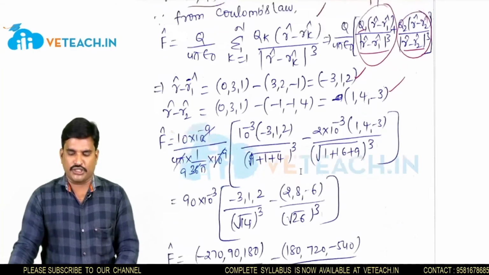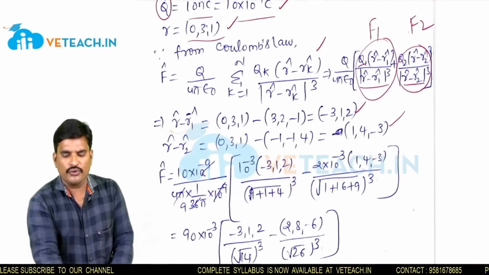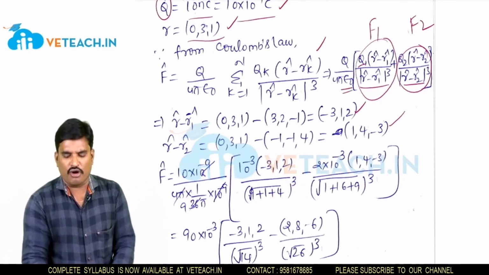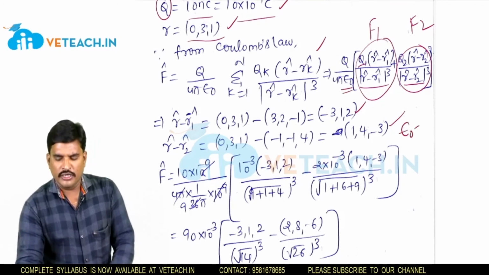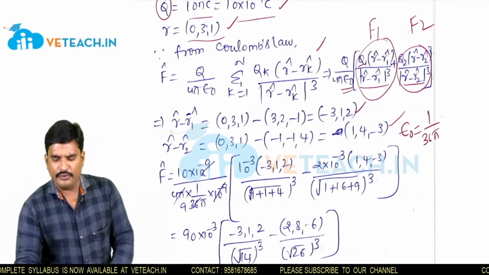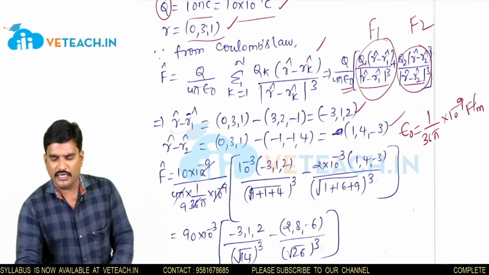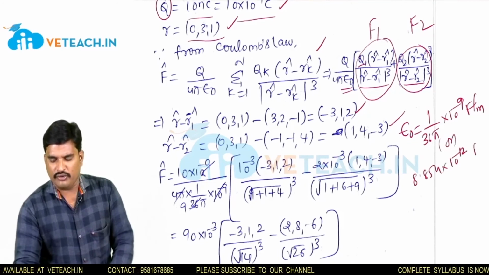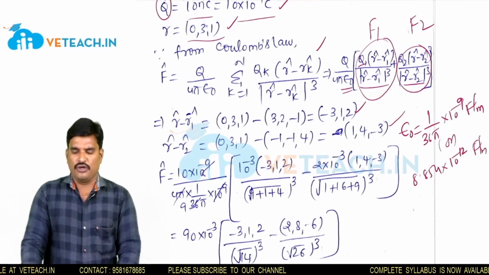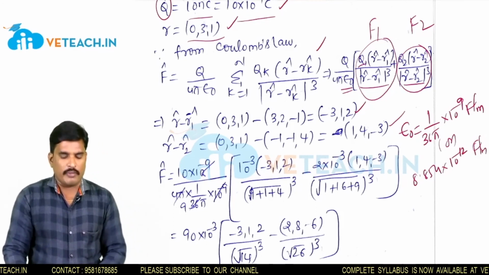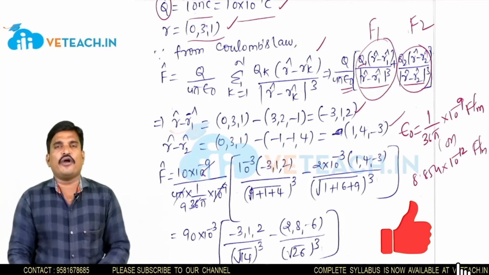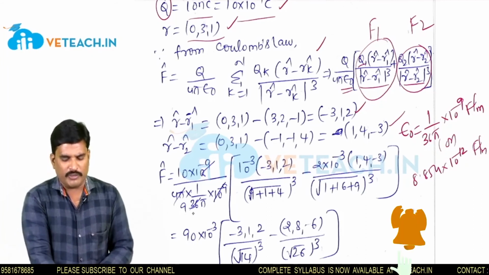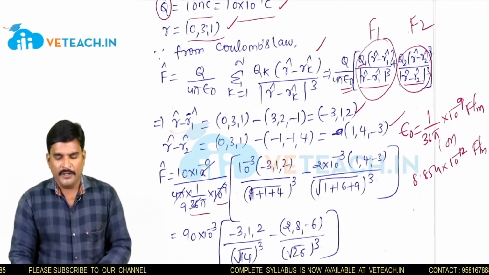Can I substitute into that expression now? F is equal to, what is the Q value? 10 into 10 power minus 9 by 4 pi epsilon naught. What is epsilon naught? It is 1 by 36 pi into 10 power minus 9 farad per meter, or we can write it as 8.854 into 10 power minus 12 farad per meter. We can use either one, no problem. So 10 into 10 power minus 9 by 4 pi into 8.854. The calculation is very complex, right? That's why I use 1 by 36 pi into 10 power minus 9.